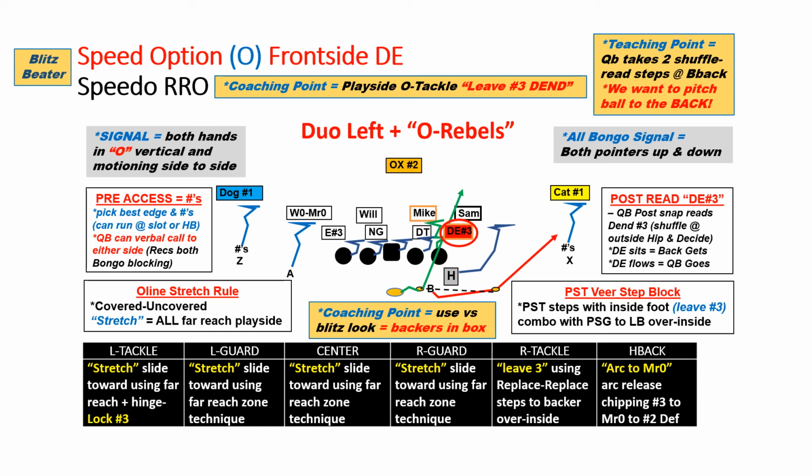With speed option, we want to try to pitch the ball to the back actually and get it to the perimeter. So the quarterback will take 2 shuffle reach steps towards the outside leg of the defensive end, forcing him to make a choice. But again, if he sits, the back gets with the pitch. If he chases right away after those 2 control steps, then he would go follow the tackle up inside.